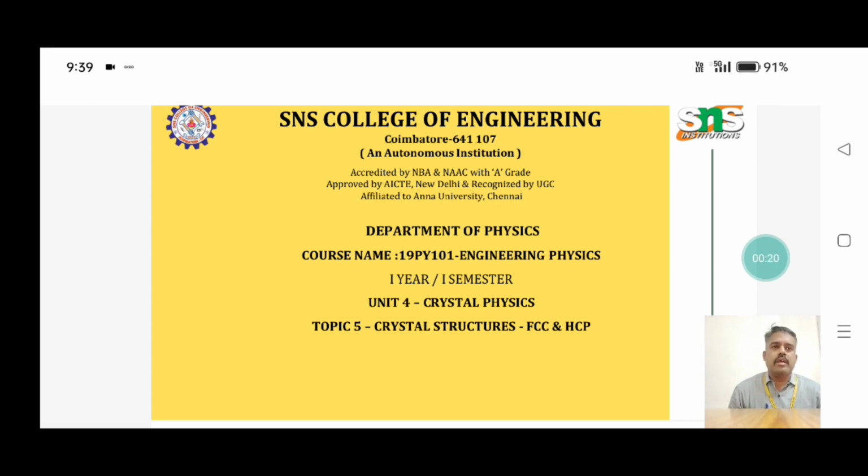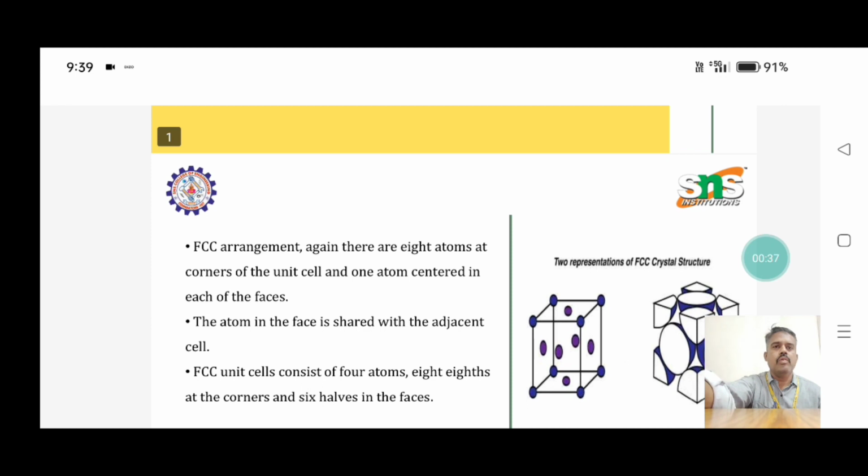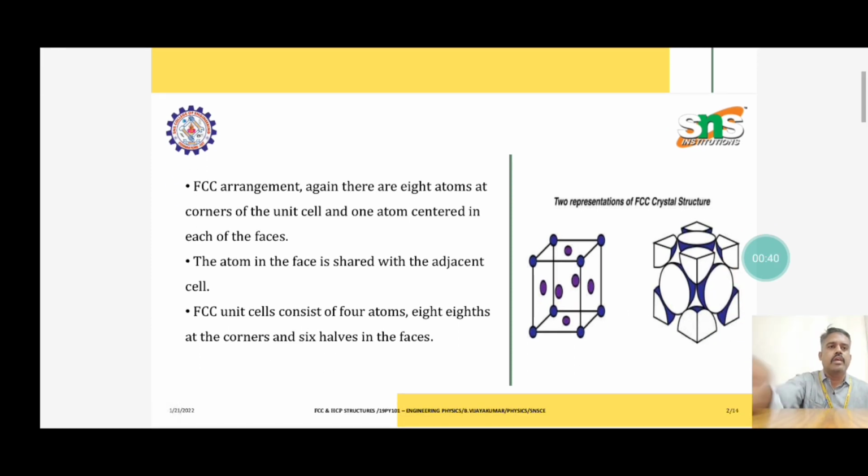One is the hexagonal closed packing formation, right? Then today we discuss the crystal structure FCC, that means face centered cubic. Then another one is the hexagonal closed packing structure. First we discuss FCC.